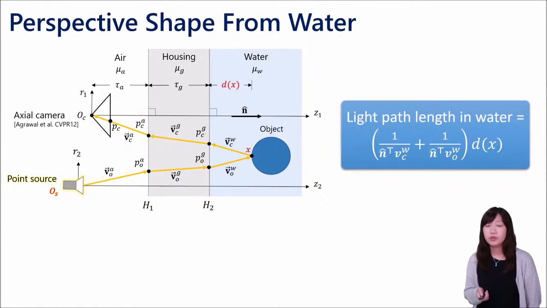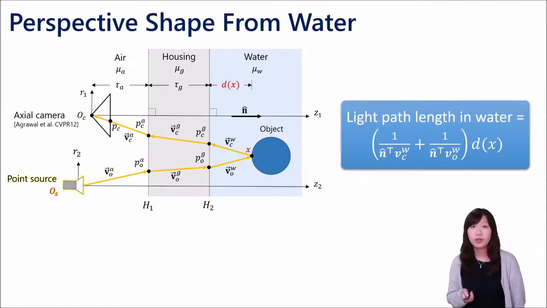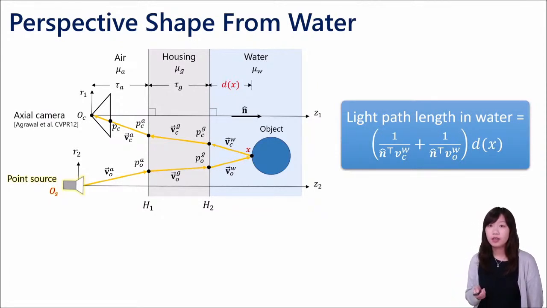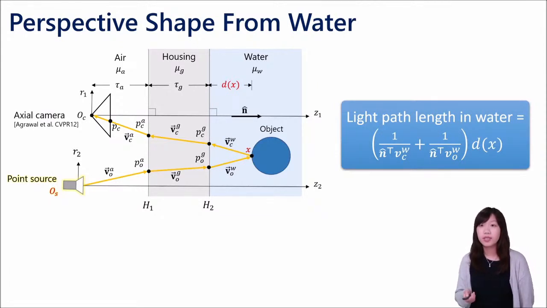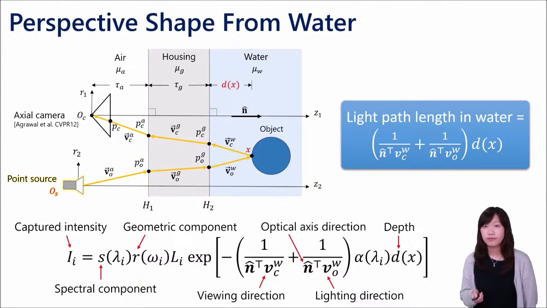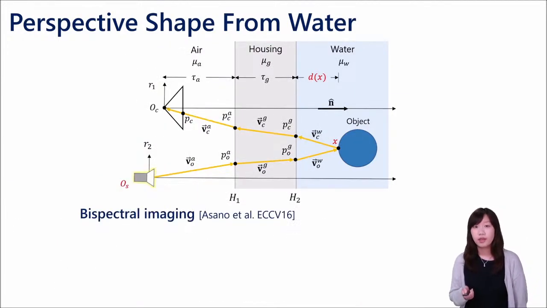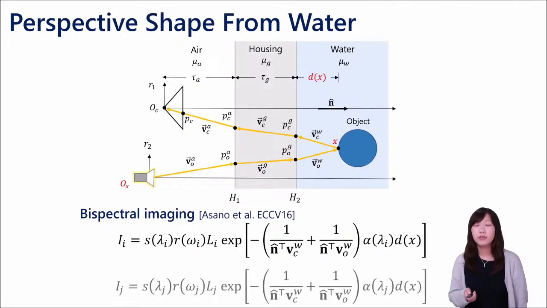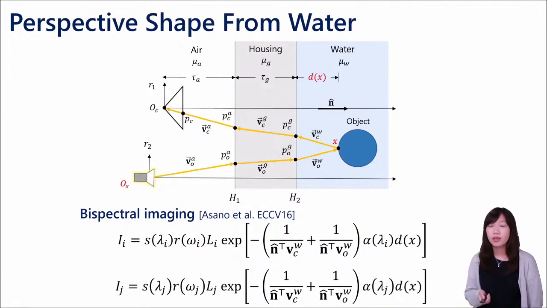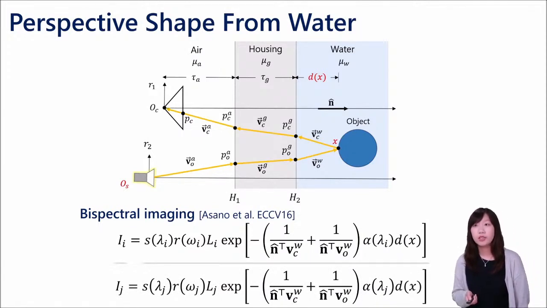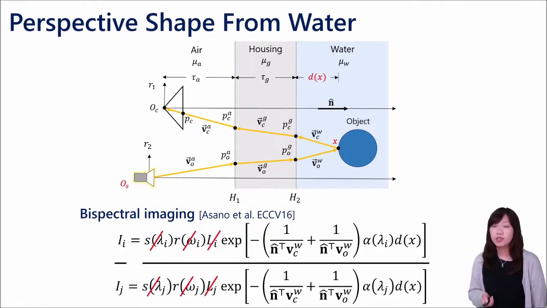For a surface whose reflectance function can be factorized into spectral and geometric components, the intensity of the light captured by the camera becomes like this. By capturing the same surface in two distinct near-infrared wavebands from the same viewpoint, light path length in water can also be obtained by taking the ratio of these two equations.